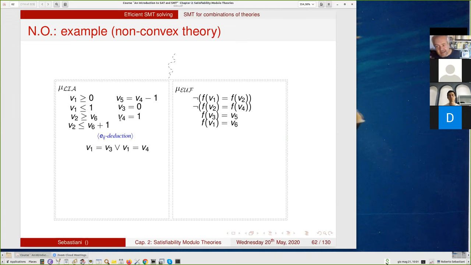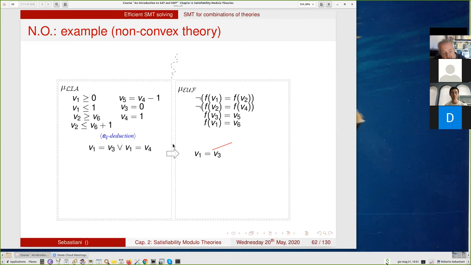The idea is that our theory is non-convex and very likely NP-complete to solve, okay? So you pass this information to the other solver. So you pass this disjunction. Well, but the theory solver is not able to deal with this disjunction. It has no Boolean component or reasoning inside. So it has no chance to separate the two cases, V1 equals V3 and the case V1 equals V4. So it tries first V1 equals V3.